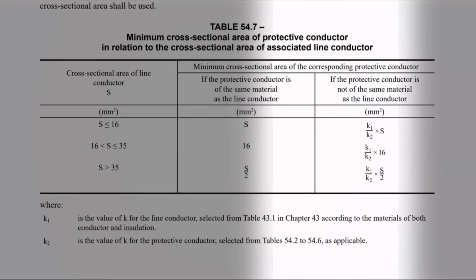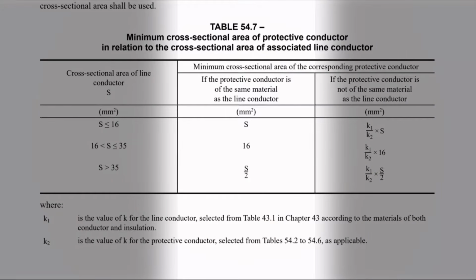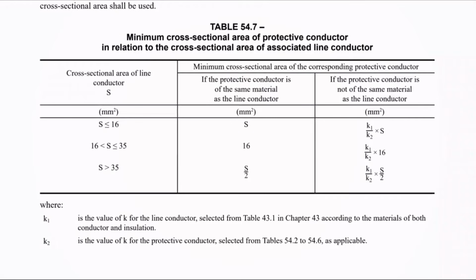So for now, let's turn our attention to column 2, as that's where our twin and CPC sits. You can see that for the first group of cables up to and including 16mm squared, the direction is that the CPC shall be S square millimeters. So what on earth does that mean? Well, remember, in this table, S is the size of the line conductor in square millimeters. And so what this top line is telling us is that if we've got a cable feeding a load that has a line conductor up to and including 16mm in CSA, then the CPC needs to be S, or in other words, the same size as the line conductor.